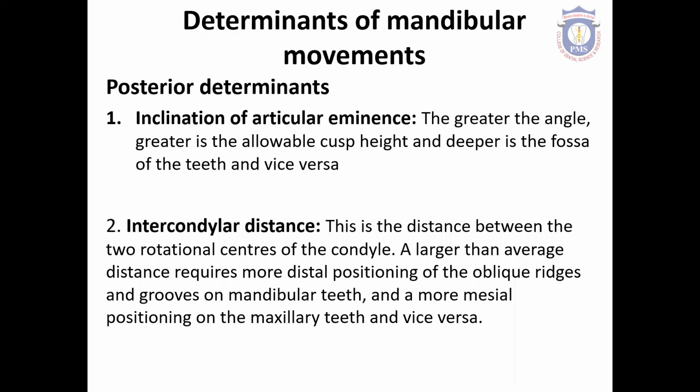Coming to determinants of mandibular movement, we have posterior determinants and anterior determinants. Posterior determinants are inclination of articular eminence. Greater the angle of eminence, greater is the allowable cusp height and deeper is the fossa of the teeth. Intercondylar distance: this is the distance between the two rotational centers of the condyle. A larger than average distance requires more distal positioning of the oblique ridges and grooves on mandibular teeth and more mesial positioning on the maxillary teeth.